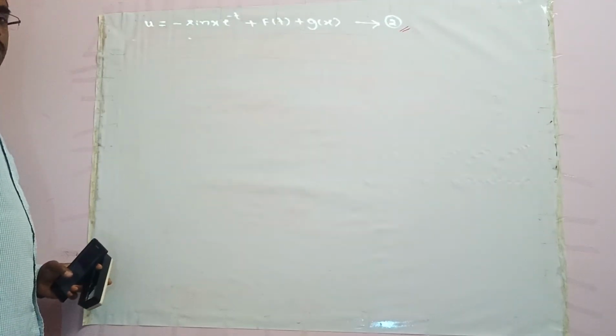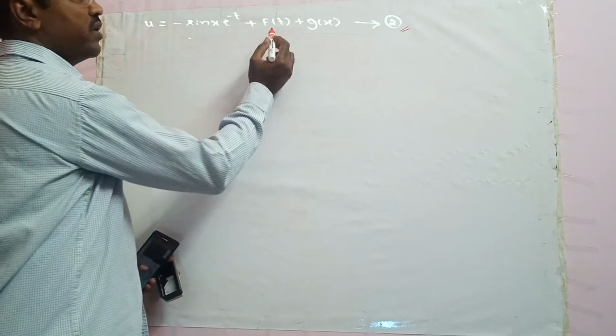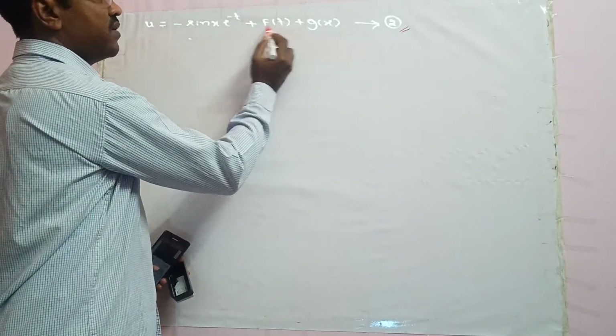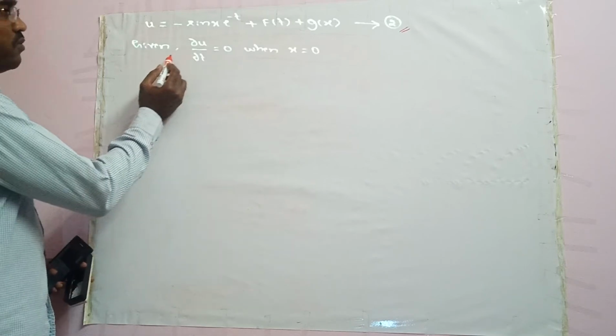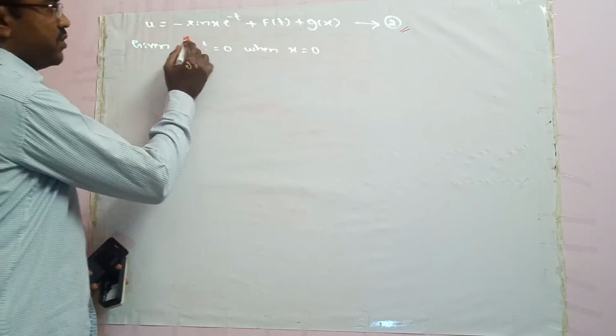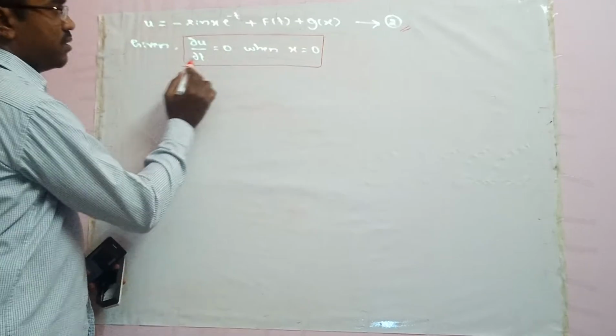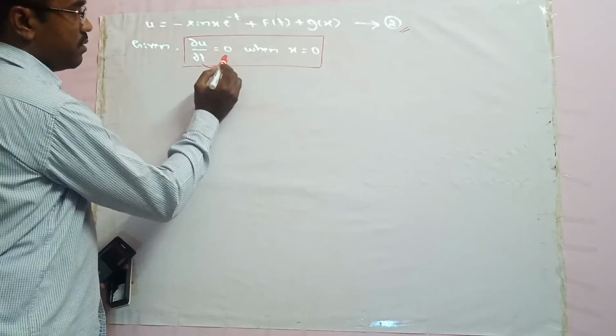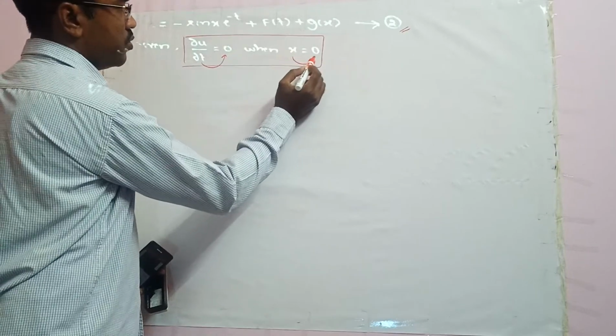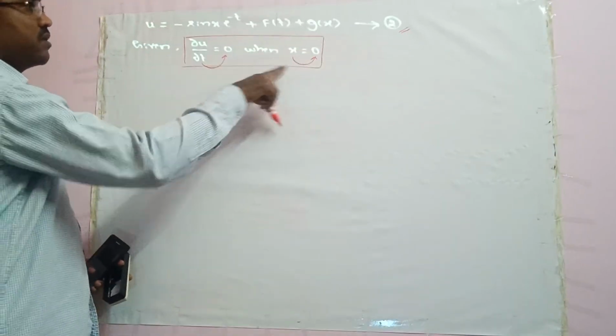But they have given the conditions in the question. That means that we need to find what is the f of t and what is the g of x. Let us use the conditions. The first condition is this: the value of dou u by dou t is 0 when x is equal to 0. Let us consider this condition now.